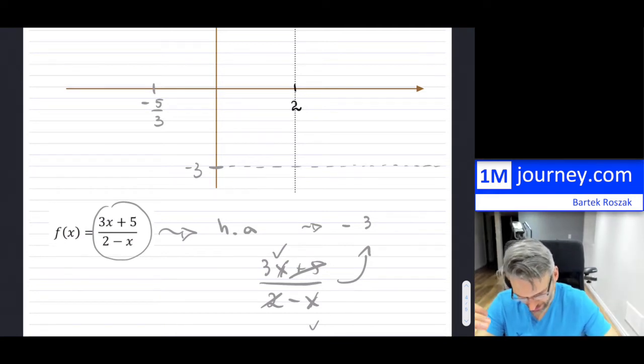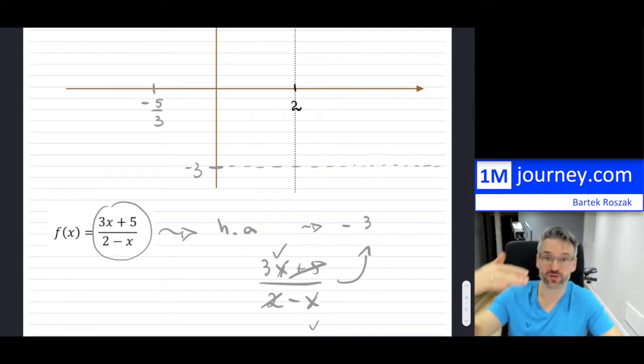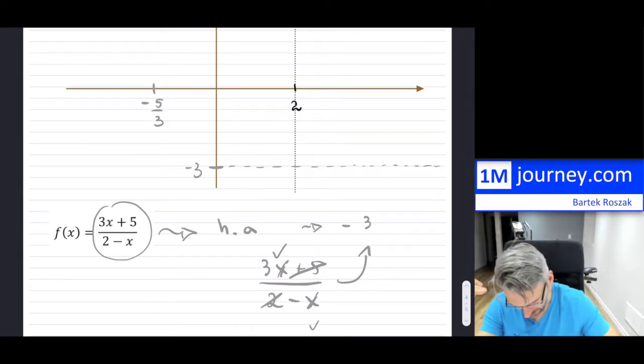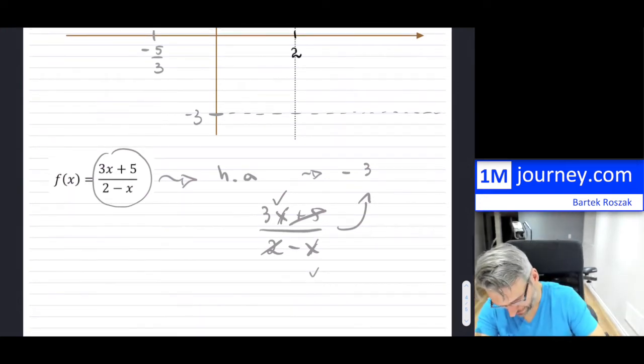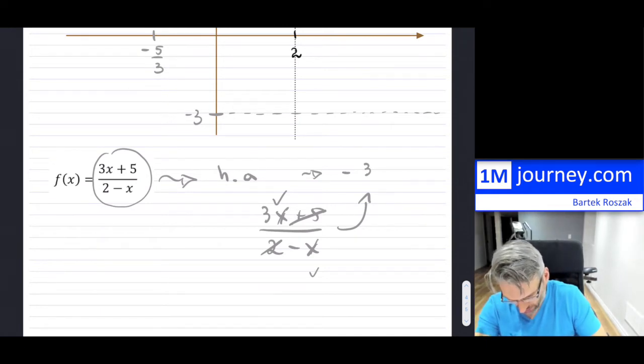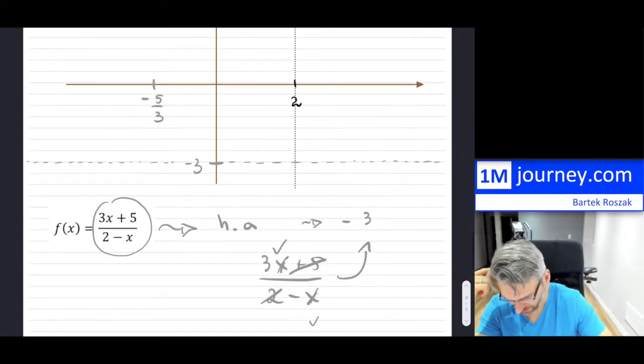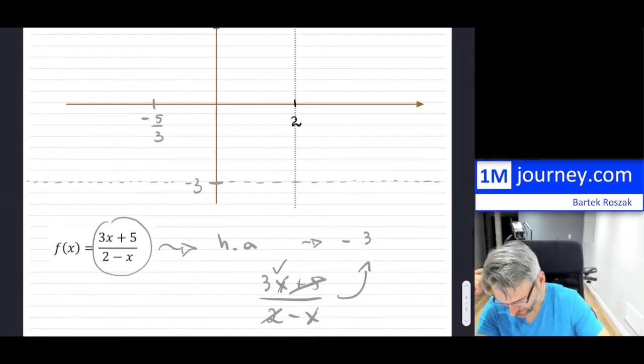We'll see how it's approaching it. Is it from the top, or is it from the bottom? We're going to see that soon. Now on the left-hand side, as the numbers become bigger and bigger negative, it's still going to continue for us. It's kind of like this. Let's see what happens there.